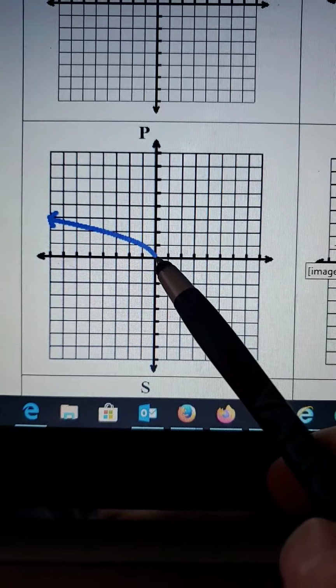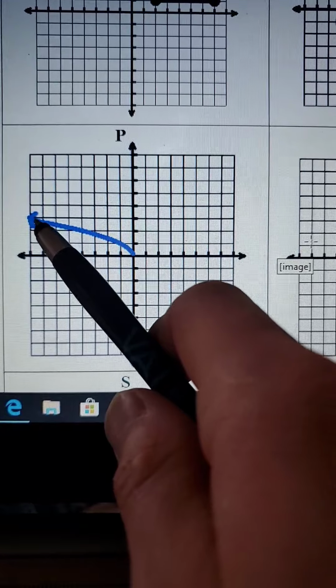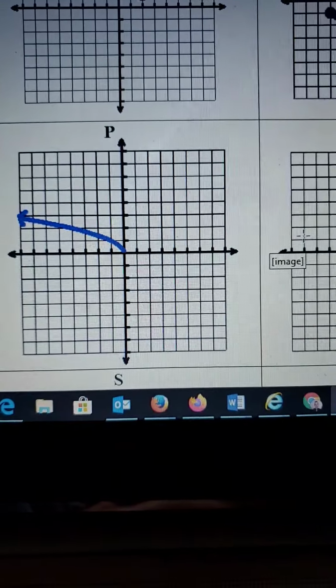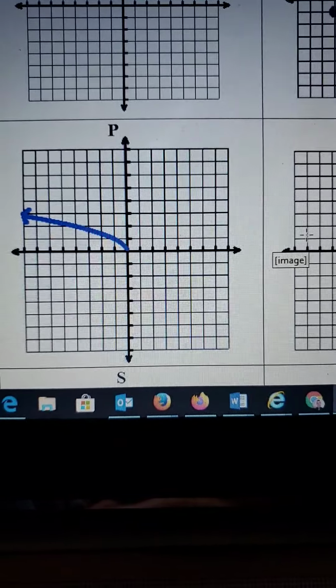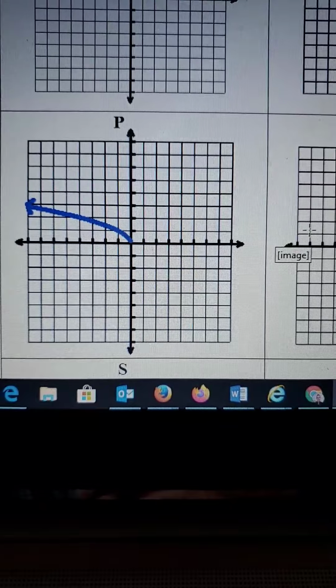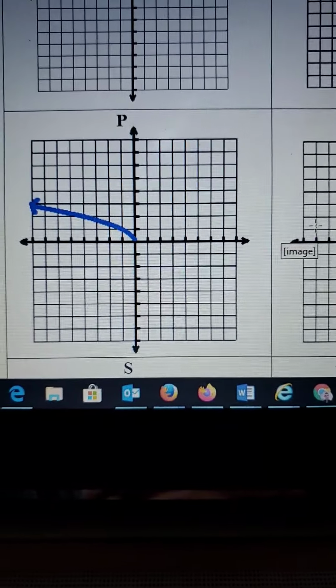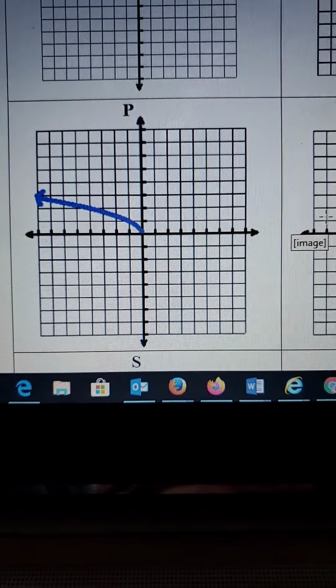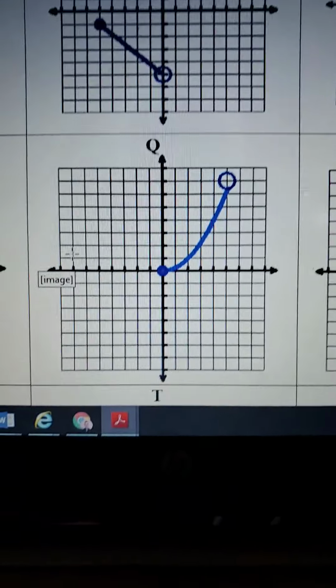Now how about the range? Well, this is the lowest point. It's here at 0 at the origin. And this arrow is not only going left, it's also going up. So the range is going to be all possible positive numbers. The way we write the range is y is greater than or equal to 0, which is number 19. Graph P goes with number 19.